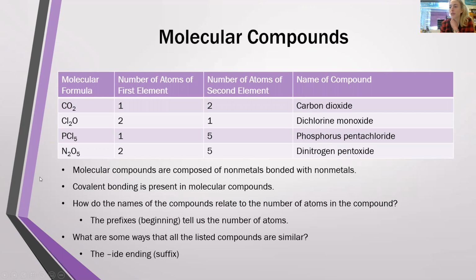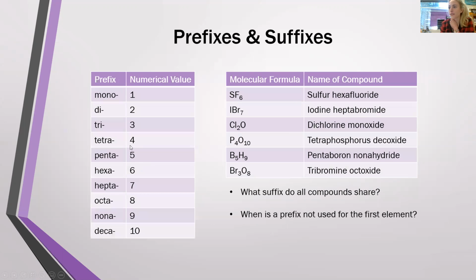All right, let's dig deeper into suffixes and prefixes. If we want to put a prefix out front to tell our reader how many we have, these are the prefixes that we use. So mono means one, di two, tri three, tetra four, penta five, hexa six, hepta seven, octa eight, nona nine, and deca 10.